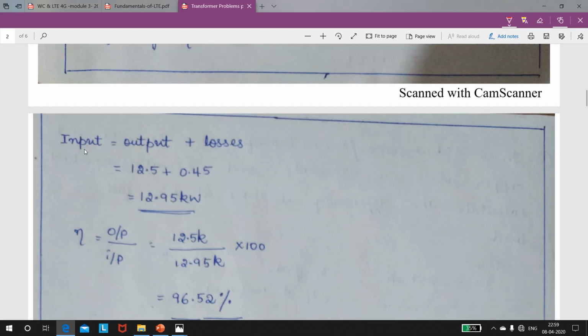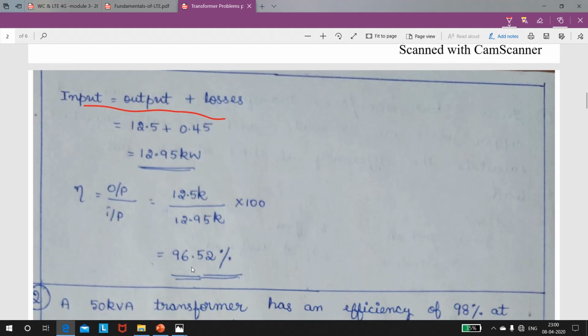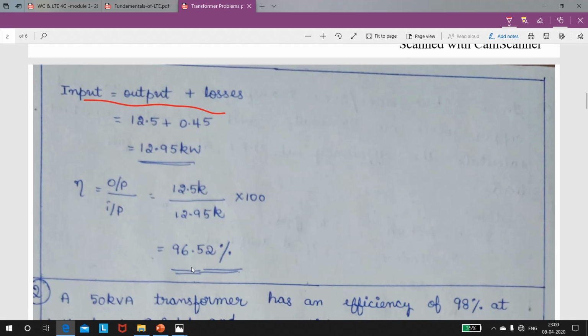So next, calculate what is input. Input is equal to output plus losses. So output at a half load, losses at half load. Calculate that, then you can substitute in the efficiency. You will get the answer for efficiency at half load. This is what you have to do. I hope it is clear. Now let me go to the second problem.